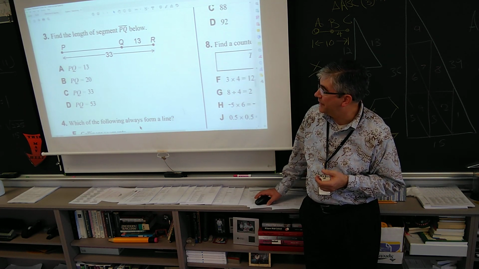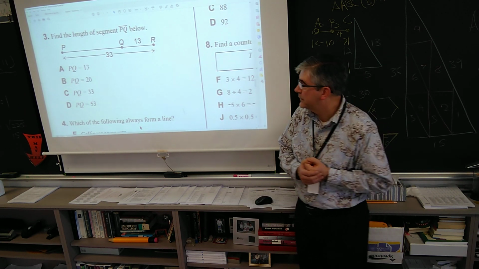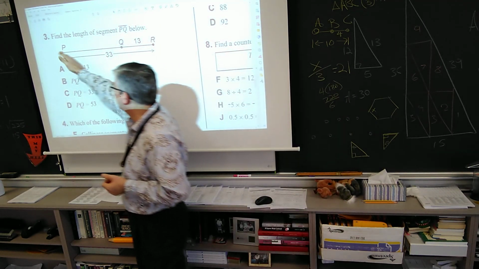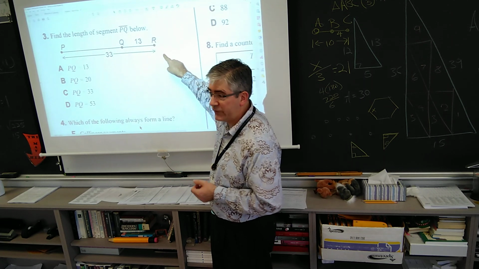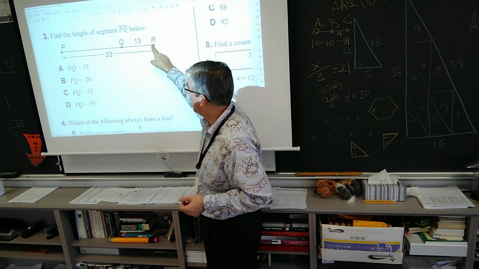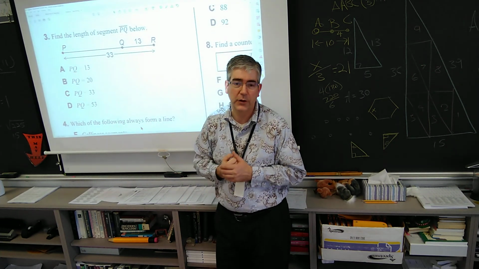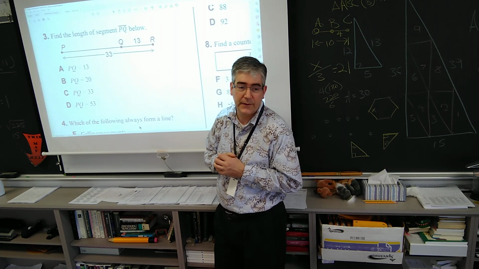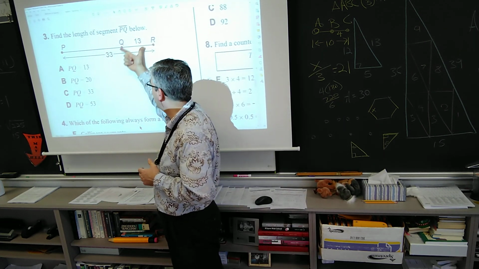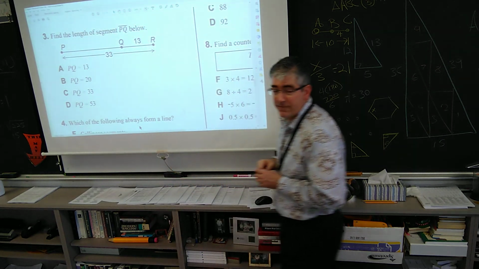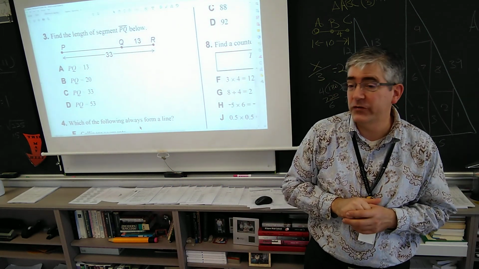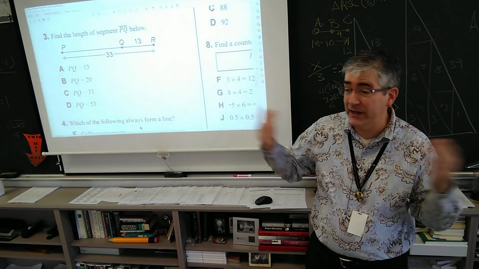Number 3, find the length of the segment PQ below. So you see that this segment is made up of PQ and QR. You have the total as 33. You have one of the parts, since they're collinear, you could use the segment addition postulate and say, hey, that part plus that part equals 33, then I can take 33 minus 13 and get 20. Fairly easy problem. If this shows up, there's a good chance it'll show up without any drawing.